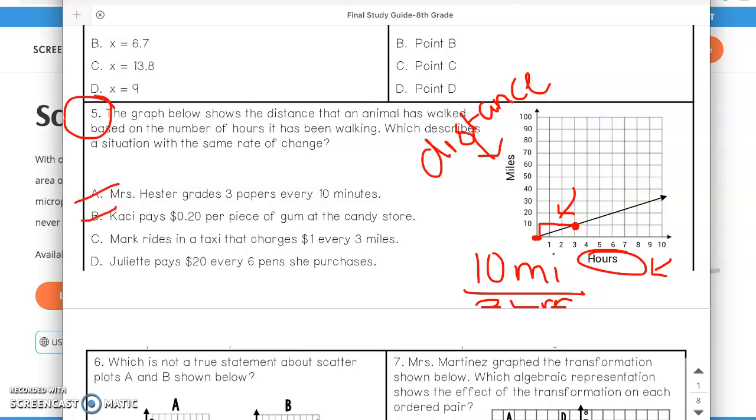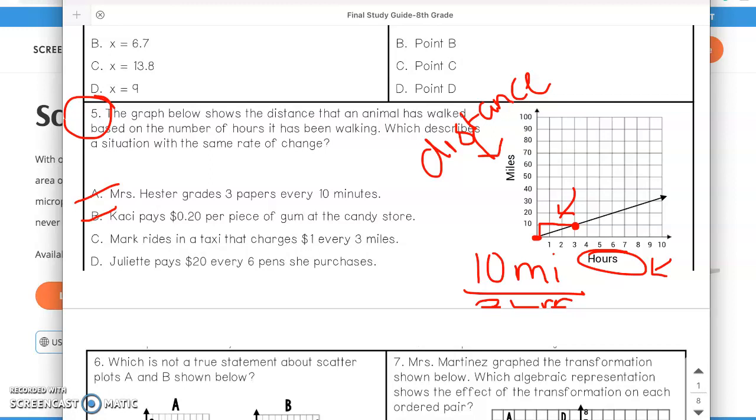Mark rides in a taxi that charges $1 every 3 miles. Now, another way to look at this is that the miles might be in the right place, but the $1, I don't know where they're getting that. That doesn't really make any sense.